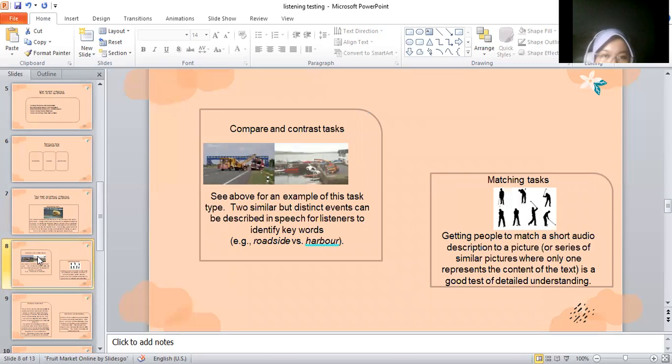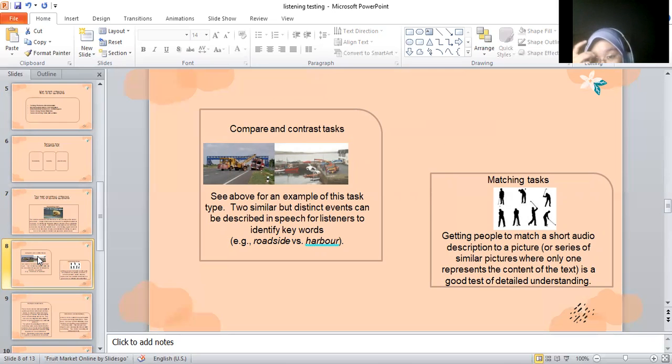And next, the compare and contrast task. See above for an example of this task type. Two similar but distinct events can be described in speech for listeners to identify keywords.